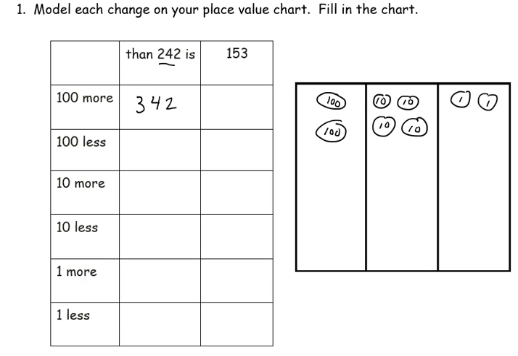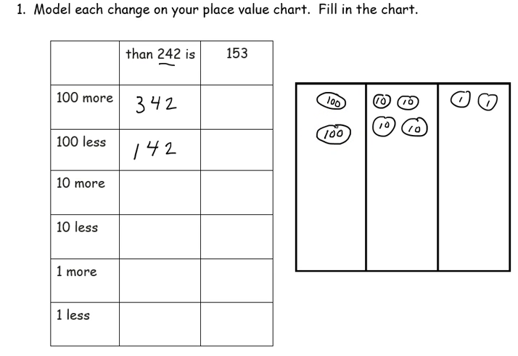Now I'm going to go back to my original number, which you can see I've done here, and I'm going to take 100 less than that number. That means I'm going to cross off one of my hundreds disks. That leaves me with 142. And again, the digit in the hundreds place is the only digit that changes from the original number because I got rid of one group of 100.